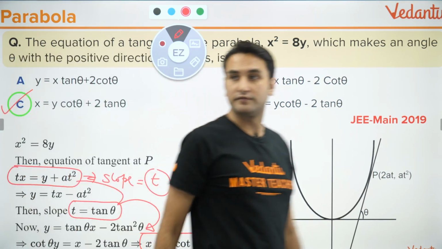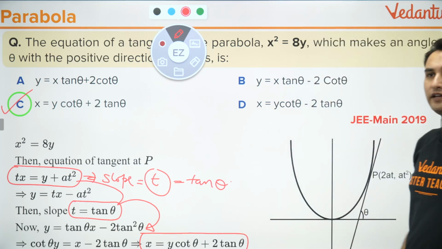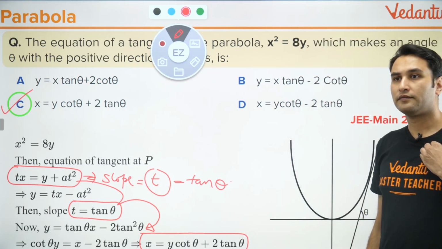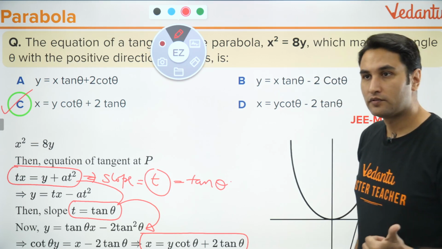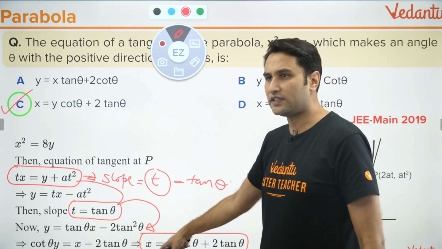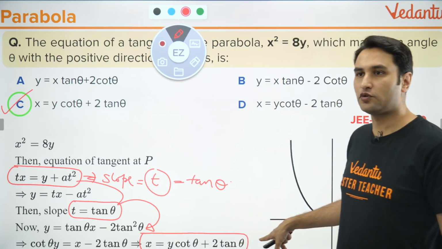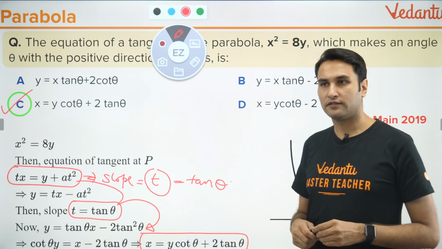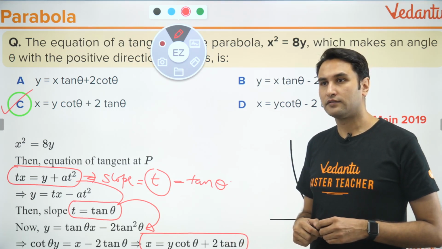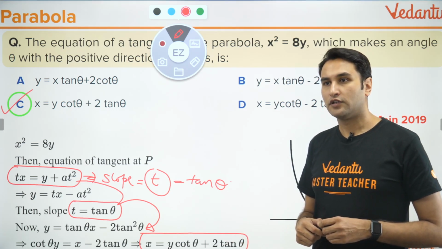Got it? Is that clear? Any doubt? Guys, did you get it? Yes or no? Arey Gautam, दिख तो, guys, can you see this? x = y cot theta + 2 tan theta. You can see, right? Okay, cool.